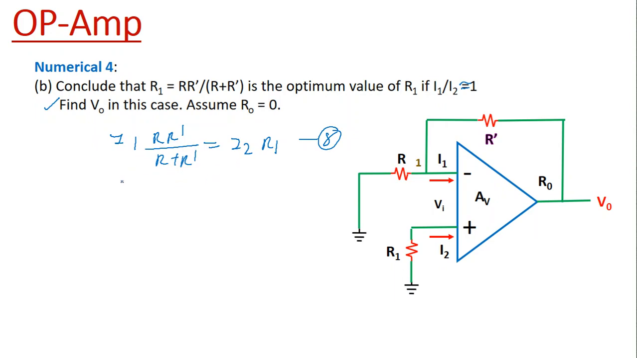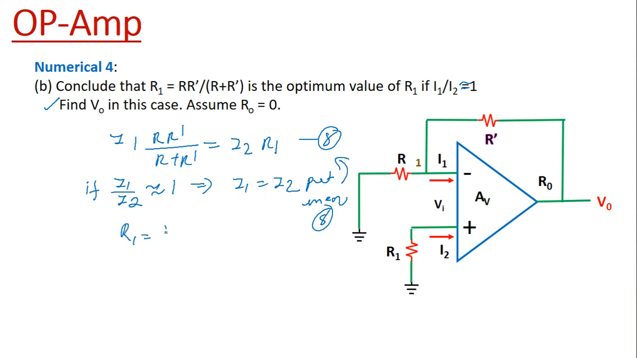So if I1 divided by I2 is approximately equal to 1, that means I1 is equal to I2. So if we put I1 is equal to I2 in equation number 8, we get R1 is equal to R dash divided by R plus R dash. So this we have proved, it is the optimum value of R1. Now we got the optimum value of R1.